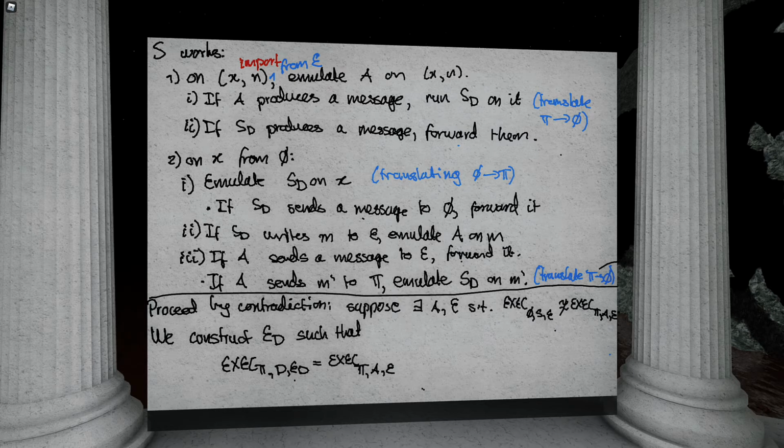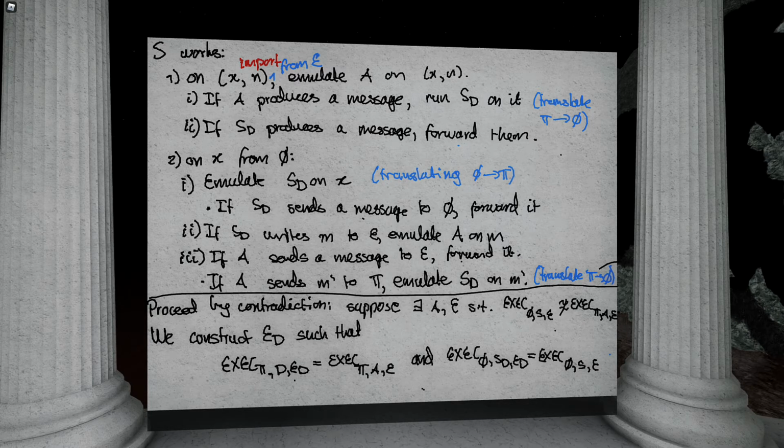So in other words, the execution of the dummy with ED is exactly the same as the execution with the claimed bad adversary and environment. And also that exec phi SD ED equals exec phi S E.